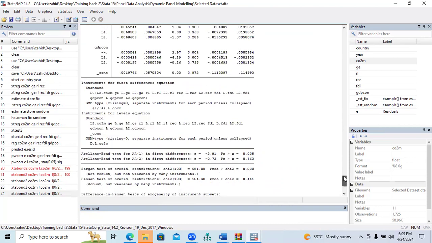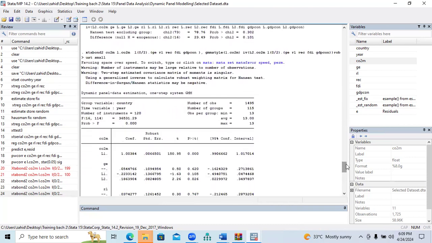So let me show you the results. Now the number of instruments has increased. Previously it was 105 instruments, now it is 120 instruments. Number of groups is still 115 and number of observations is 1495. If you see here, the first lag is still significant, but for the independent variable, the current value and the first lag value are not significant, but it is significant at the second lag.